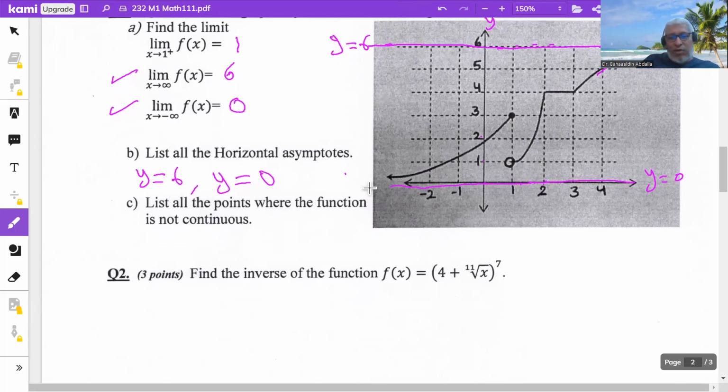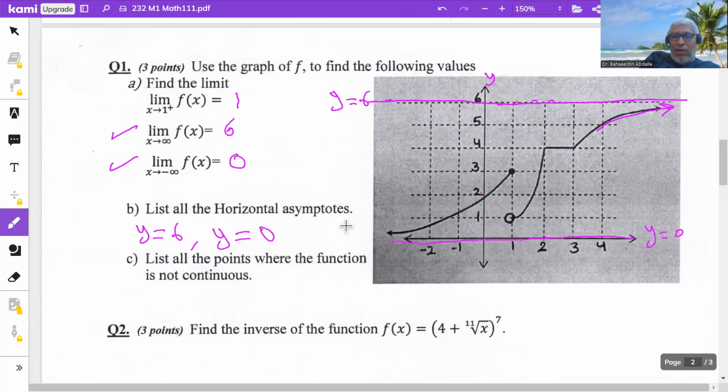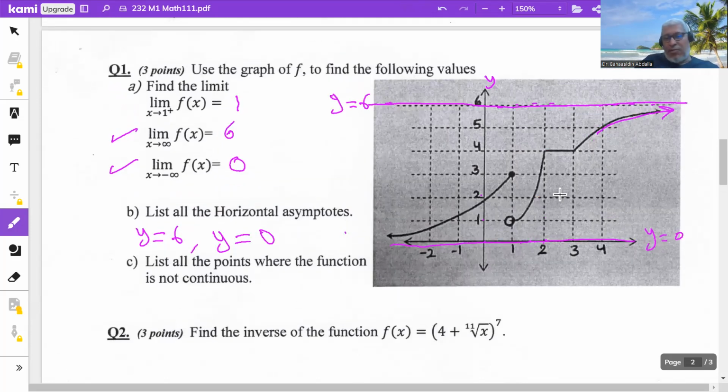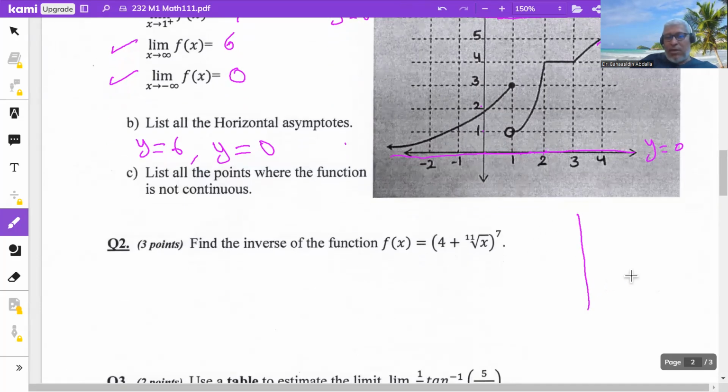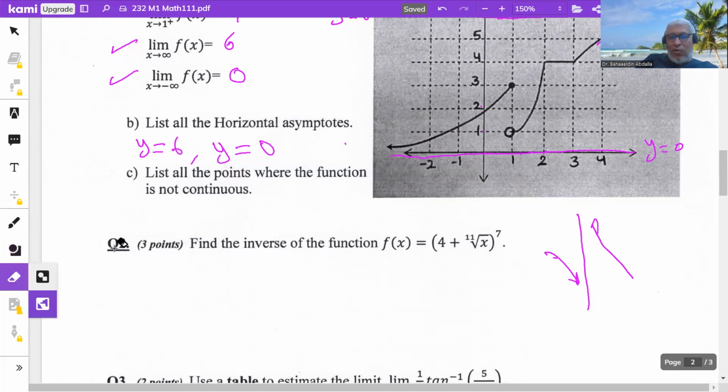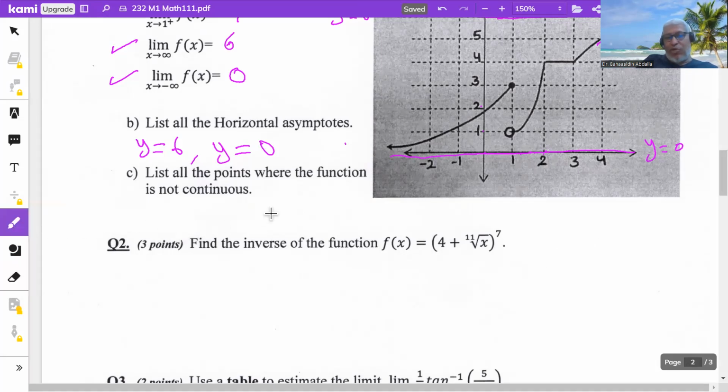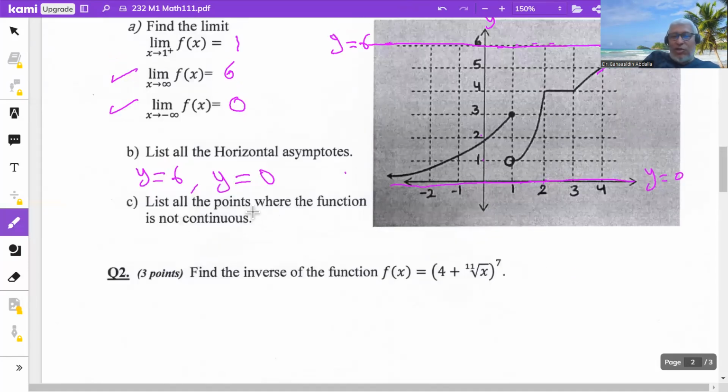List all the points where the function is not continuous. By the way, do we have a vertical asymptote here? No, there are no vertical asymptotes. Vertical asymptotes are vertical lines like this, which the graph becomes closer to when x approaches a number. So we find the limit when x approaches a number, not infinity. And the limit should be infinity or negative infinity.